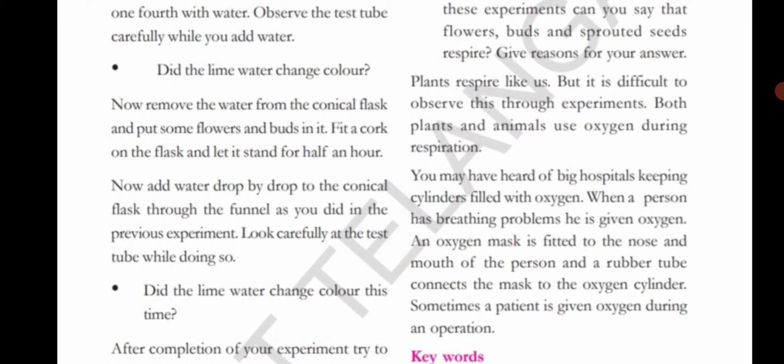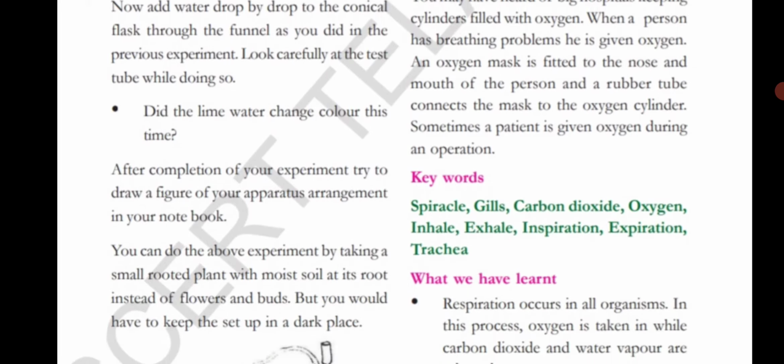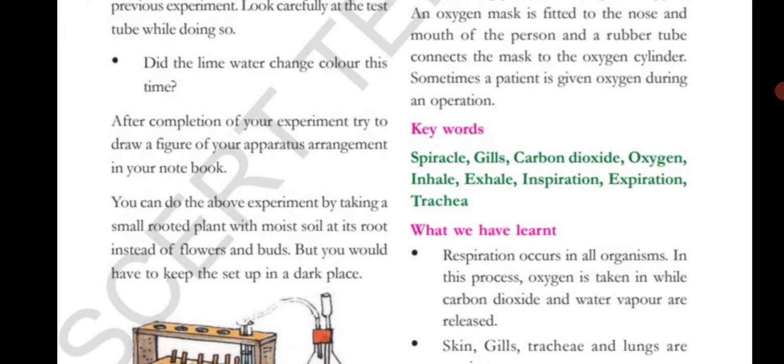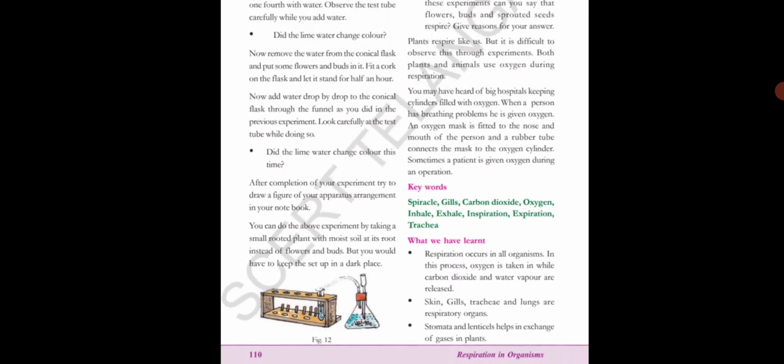Now add water drop by drop to the conical flask through the funnel as you did in the previous experiment. Look carefully at the test tube while doing so. Did the lime water change color this time? Yes, it changes. It turns milky due to production of carbon dioxide by flowers and buds. After completion of your experiment, try to draw a figure of your apparatus arrangement in your notebook. You can do the above experiment by taking a small rooted plant with moist soil at its roots instead of flowers and buds, but you would have to keep the setup in a dark place.